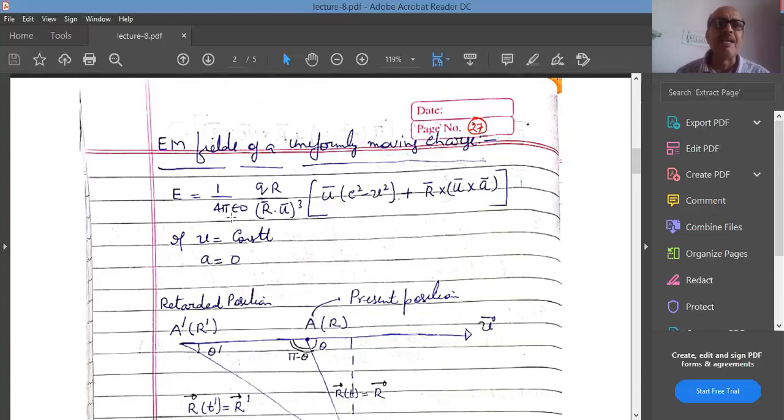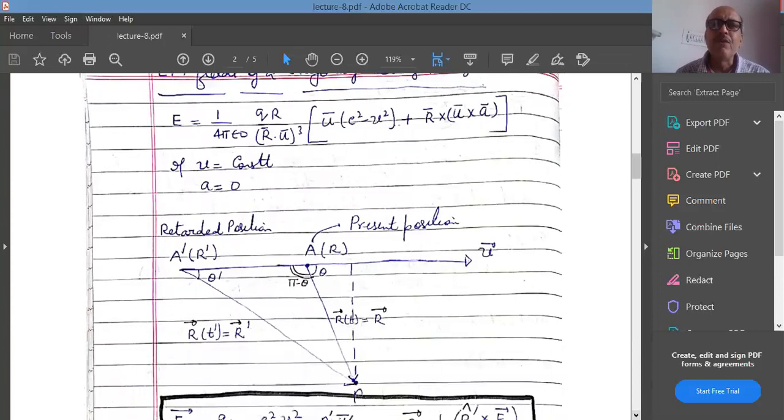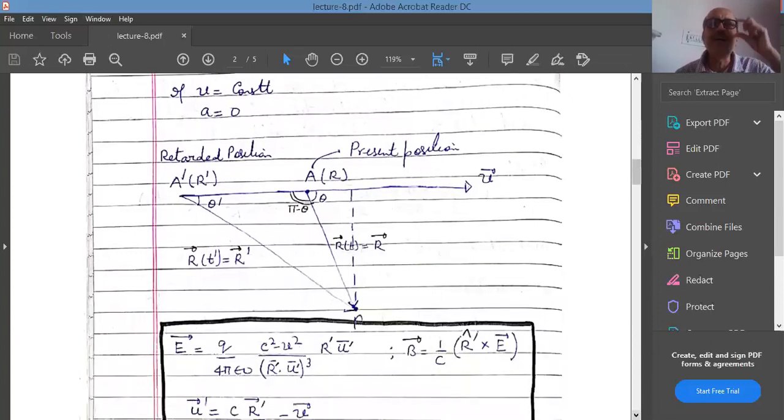So we take a simple case, where we assume that a charged particle is moving uniformly. Uniformly means velocity is constant, so acceleration is 0. So we simplify the whole thing and we are left with only the first term, that is the Coulomb term. If you look at the figure, we have a charged particle Q that is moving with a constant velocity V in this direction.